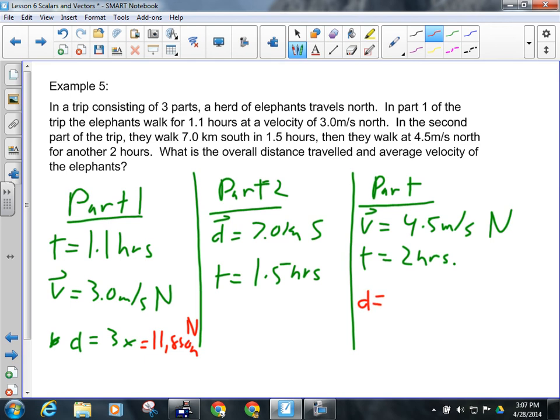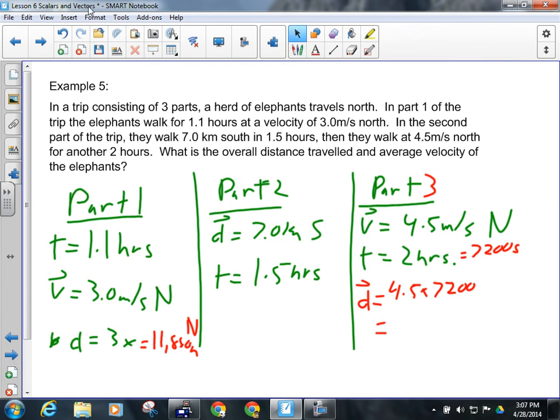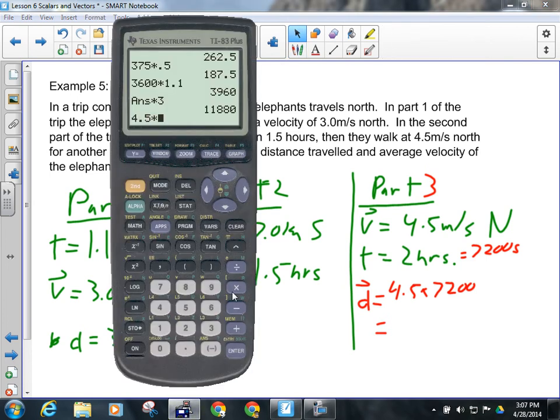But we do have to calculate displacement here in part 3. Same idea. 3,600 times 2 is 7,200 seconds. So d equals 4.5 times 7,200. So in that part they travel 32.4 kilometers.